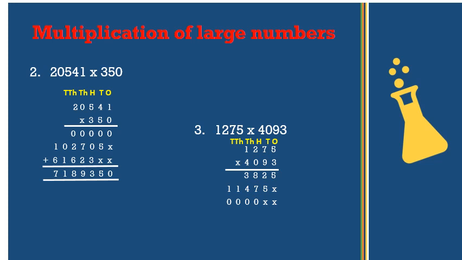Now in the third step, we will multiply 1275 by 0 and since 0 is at 100 place, we will start our multiplication from the 100 place and we will put a cross at the tens place as well as at the ones place and our product is 0000.